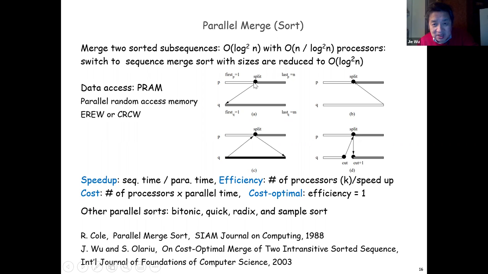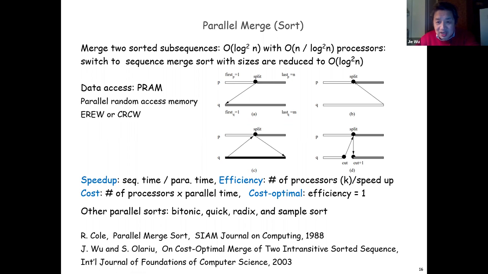If this one is larger than the first element of the queue, you have already split into two parts. The white one will be one sequence placed first. Then all you need to do is merge the dark color ones, right? So you have already cut the size by about 1/4. It's a constant fraction. So you have already reduced the size. And the same thing for that one.